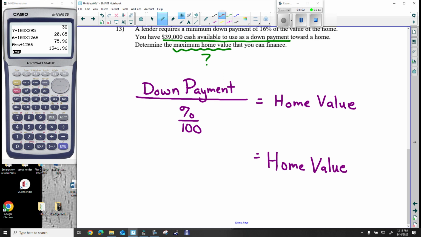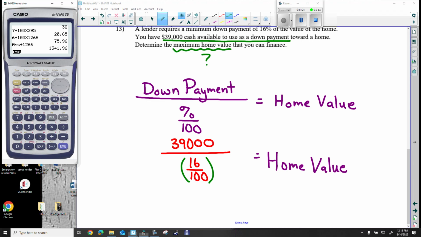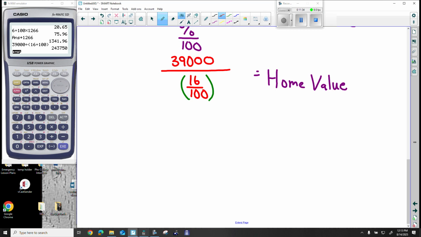So here, the down payment that I have available is $39,000. The percentage that is the down payment is 16%. So this is how I would set it up. If you use the division, make sure you put the bottom in its own unique parentheses. Anywho, here we go. 39,000 over 16%. That lets us know that the home value will be $243,750.